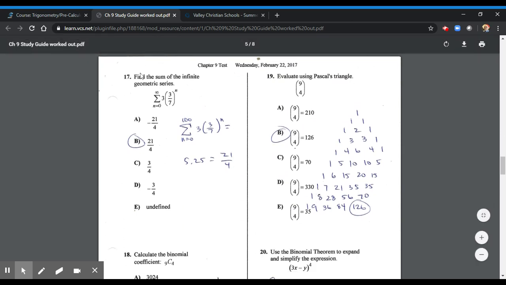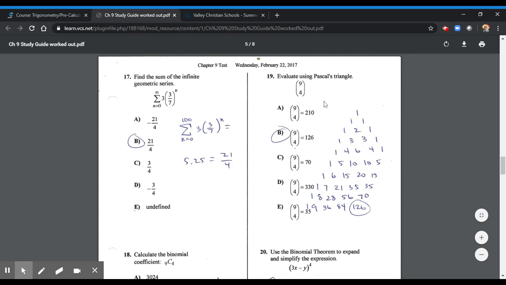All right, number 17, find the sum of the infinite geometric series. Well, we could do it on our calculators, plugging in a large number for infinity. Or we could do it using the formula, either way. And here it turns out to be 21/4.